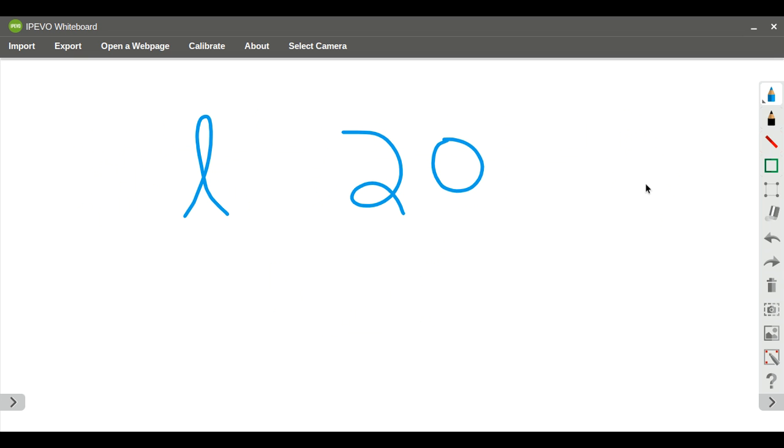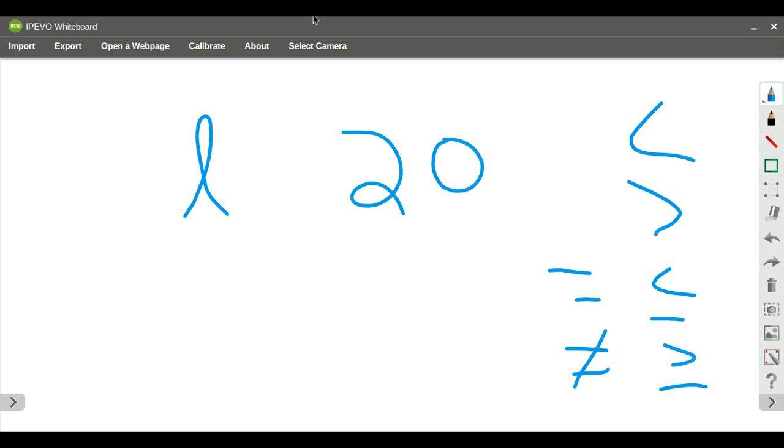Again, I want to put the variable on the left side. So if it's longer than 20 feet, is it going to be less than, greater than, less than or equal to, greater than or equal to, or not equal to? Okay, so I'm taking a look at this. If it's longer than 20 feet, it's going to be greater than.